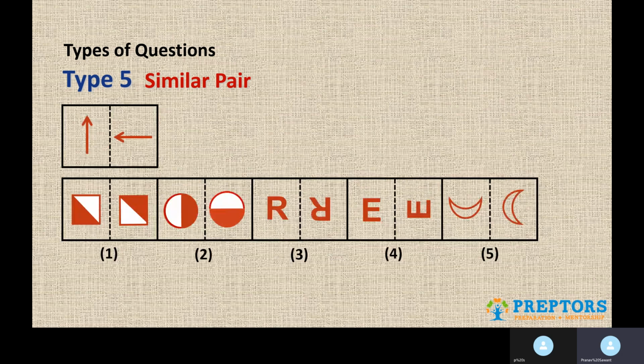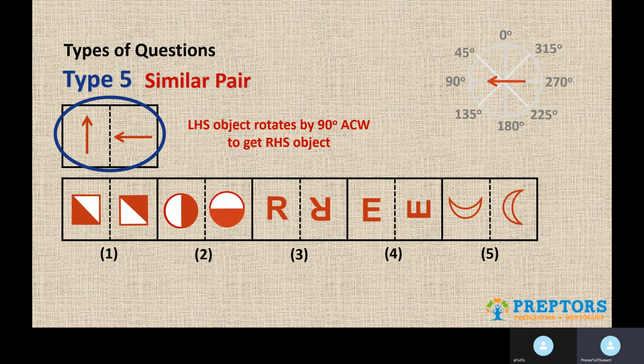Going to type 5, that is similar pair. Now in this we have to find a similar pair. So the left hand side object rotates by 90 degrees anti-clockwise to get the right hand side object. This is how it will look like. Let's check for option 1. So option 1 is not following. Option 2 is also not following. Option 3 is not following. Option 4 is following. And option 5 is not following. So option 4 is our answer.